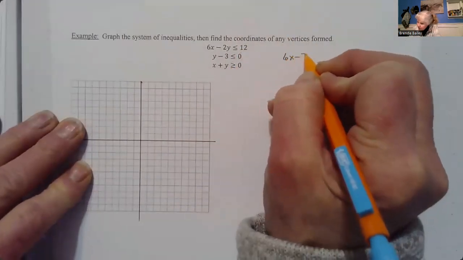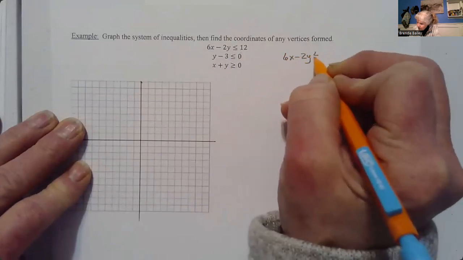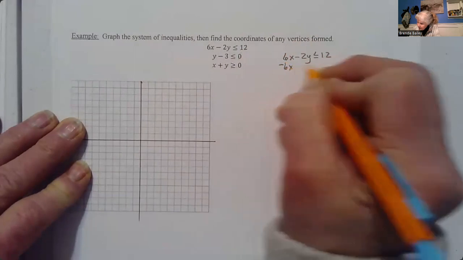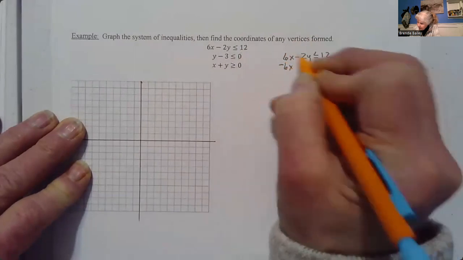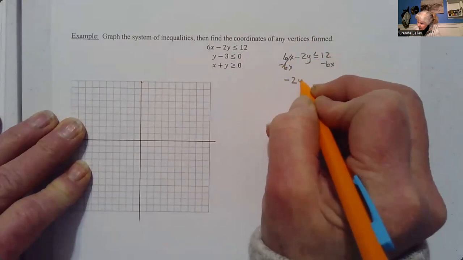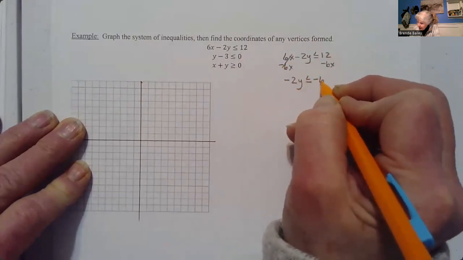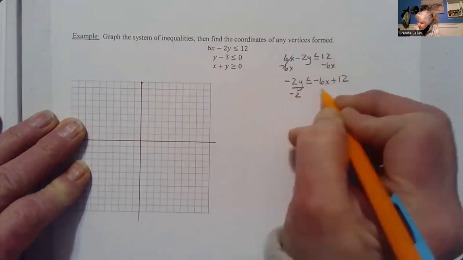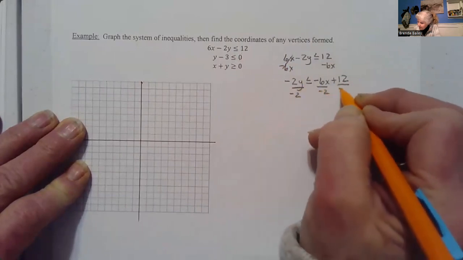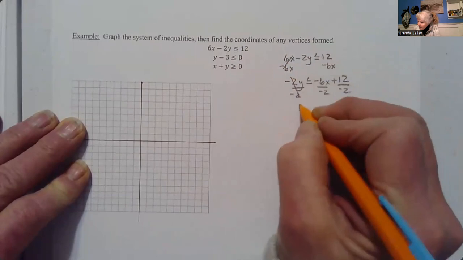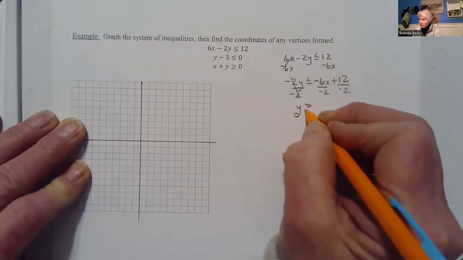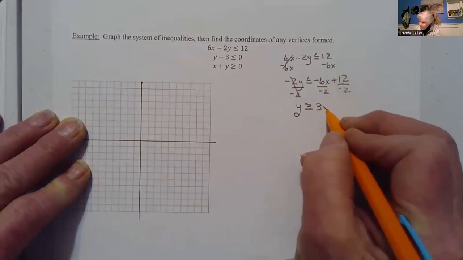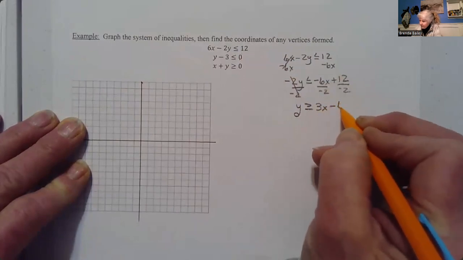6x minus 2y less than or equal to 12. Subtract 6x. Negative 2y is less than or equal to negative 6x plus 12. Divide by a negative 2. So y then is greater than or equal to, flip the inequality, 3x minus 6.